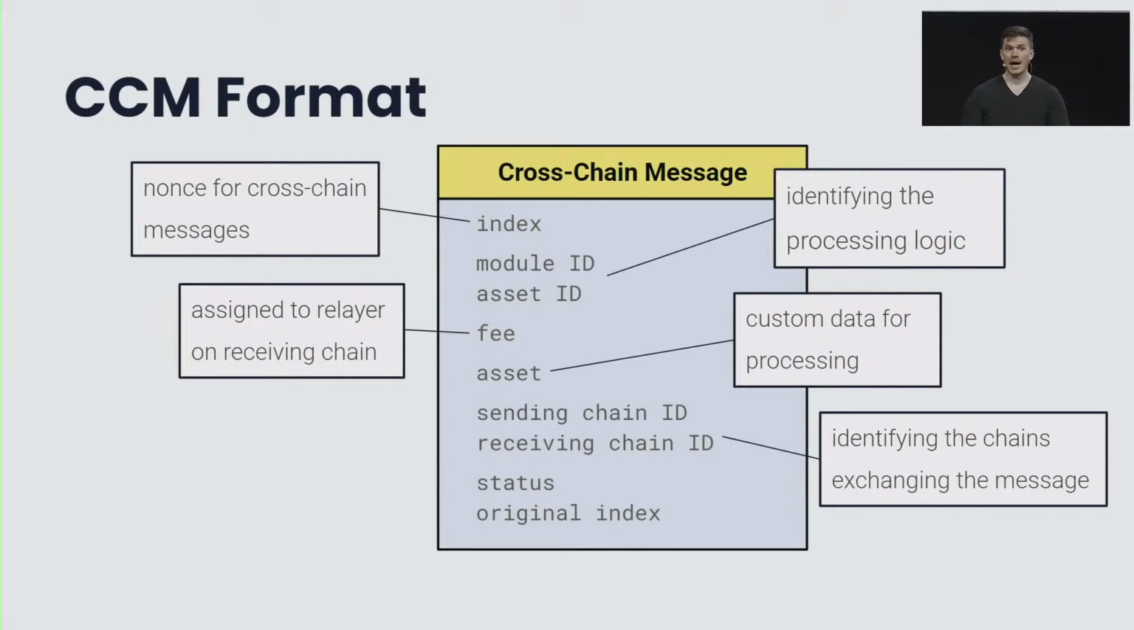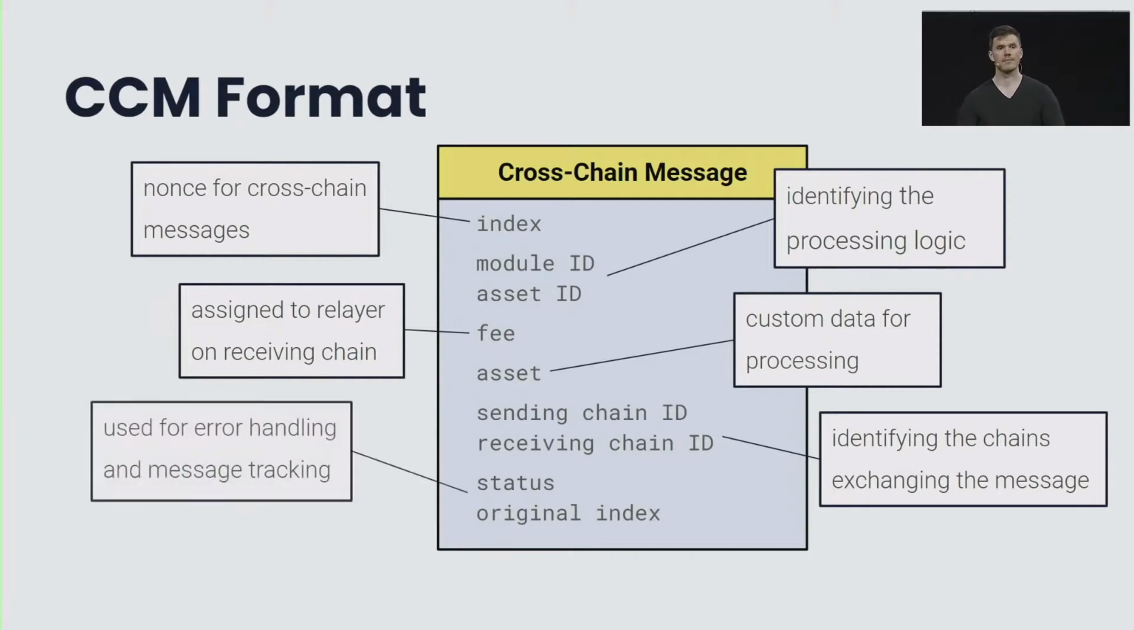However, cross-chain messages are sent from one chain to the next, and this information needs to be included in the message. And so we have 2 chain IDs, the sending and the receiving chain. And lastly, something that is, again, not needed for a transaction, we have a status field and an original index. And those are used for error handling and message tracking. The reason being that the message, when it is created on the sending chain, doesn't know the status of the receiving chain. So it doesn't know if it will be successful or it will trigger an error. And so this is stored in this property.